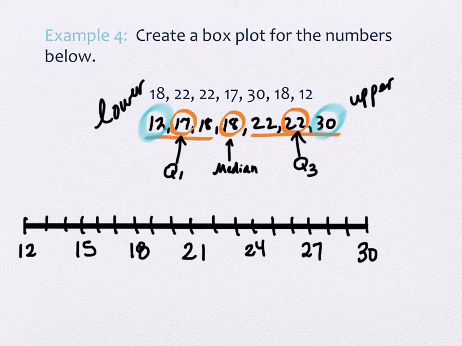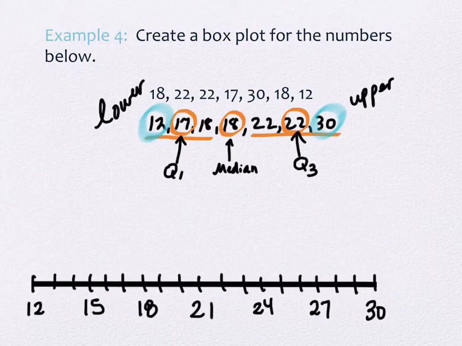And I'm going to just shift this down because I didn't give myself enough space. This scale is actually lower than my graph. My graph is going to be above this, but using this scale as a reference. So what we're going to do is plot a point at 12, because that's my lower extreme, at 17, because that's my Q1, at 18, because it's my median, at 22, because it's Q3, and at 30, because it's the upper extreme. So I've got 5 dots plotted correctly.